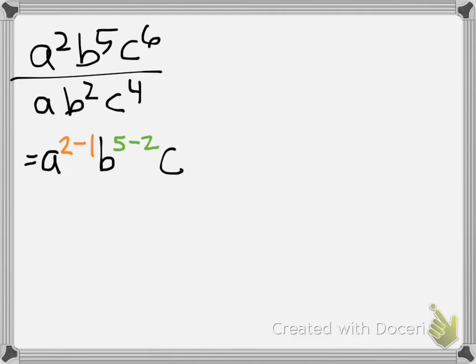Kia, look at what we did for A. Look at what we did for B. Look at where those numbers are coming from. I want you to do the same thing with the C. 6 minus 4, good. Courtney, tell me what the final answer is. A, B to the 3rd power, or B cubed, and C squared.